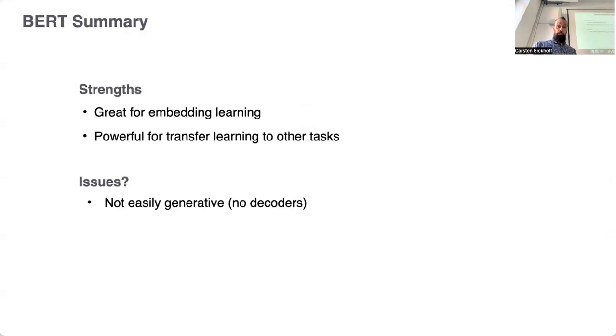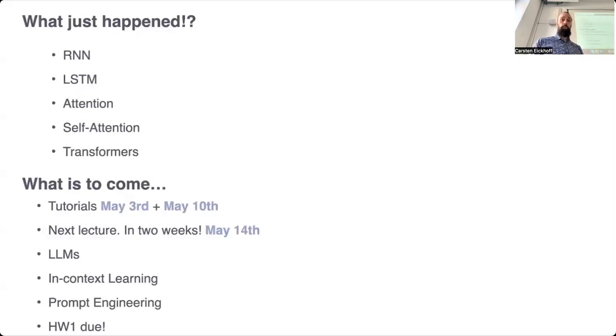All right. So in summary, where are we at with this? BERT and friends, transformer-based models, great for embedding learning, really powerful for transfer learning, and no direct generative capacities in this particular model, right? Many other architectures have these generators in there.